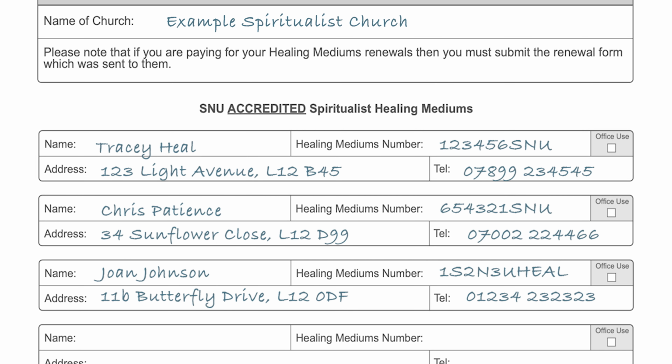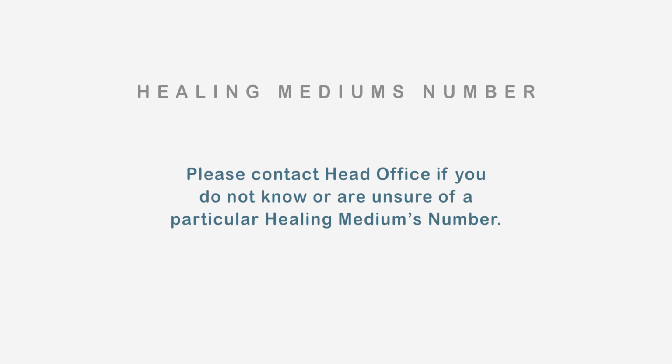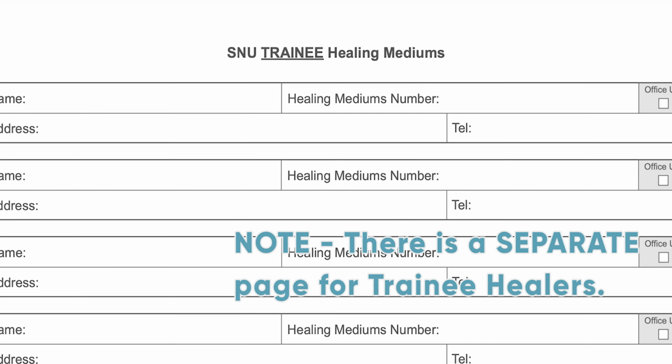If you're unsure as to what the healer's number is, or the healer themselves isn't sure, you can obtain these details by simply contacting head office. Once you have done this, and given details of any training healing mediums as well, you then need a copy of your church's accounts. These are the accounts that were given and voted on and signed off by your members at the last annual general meeting.